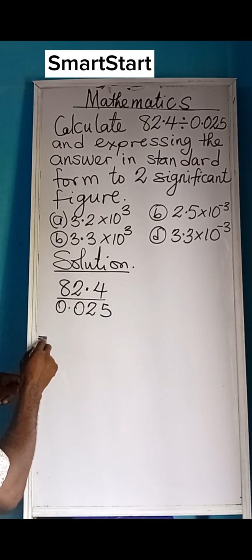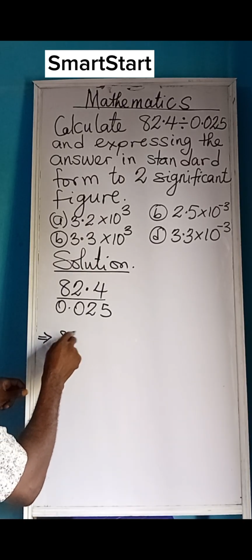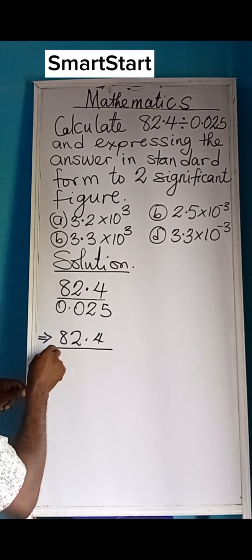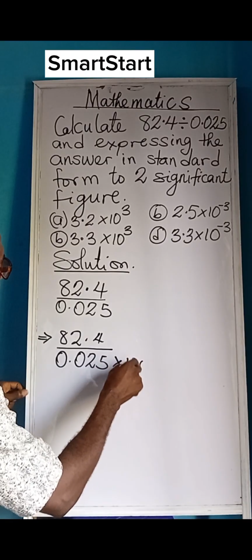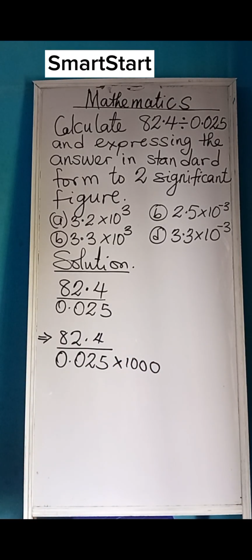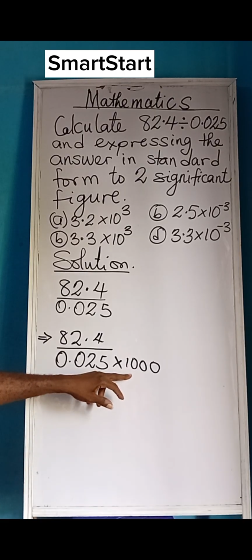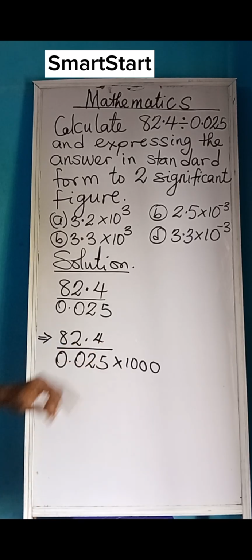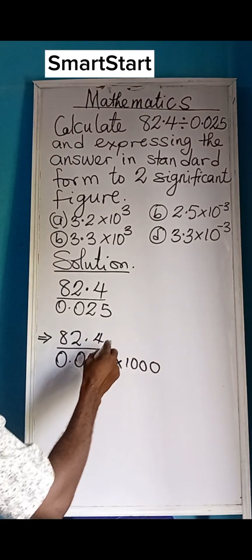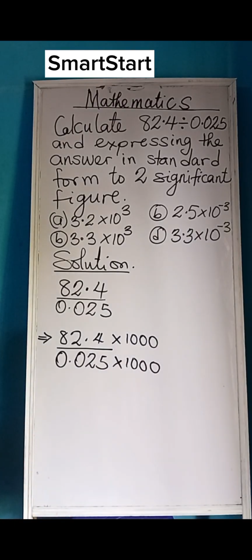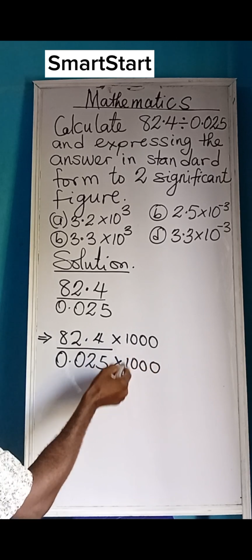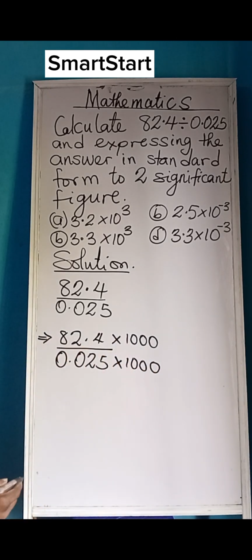So this will give you 82.4 over 0.025 times 1,000. The moment you multiply the denominator by 1,000, you must also multiply the numerator by 1,000. It's important and it's compulsory so that you don't change the fraction. So this also will become times 1,000 automatically, because 1,000 can finally cancel 1,000 and the fraction will still remain the same, not changing. You must not change it because you want to solve it.